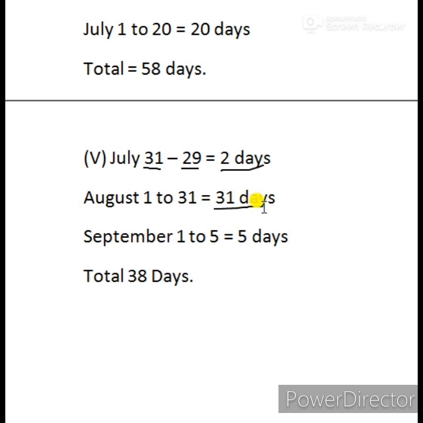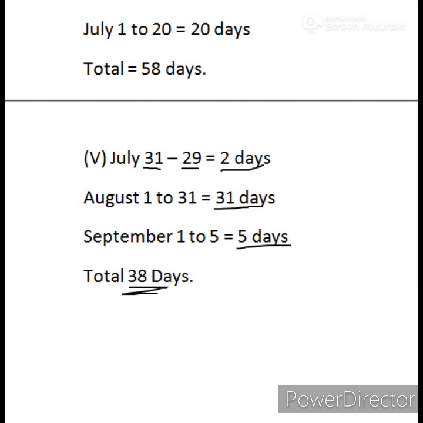August full we have to take. That means 31 days in August. And September we have to take 5 days only, that means up to September 5. So July 2 days, August 31 and September 5 days. Total how many days are in between July 29 to September 5? There are 38 days between these dates. That answer also you have to write there.